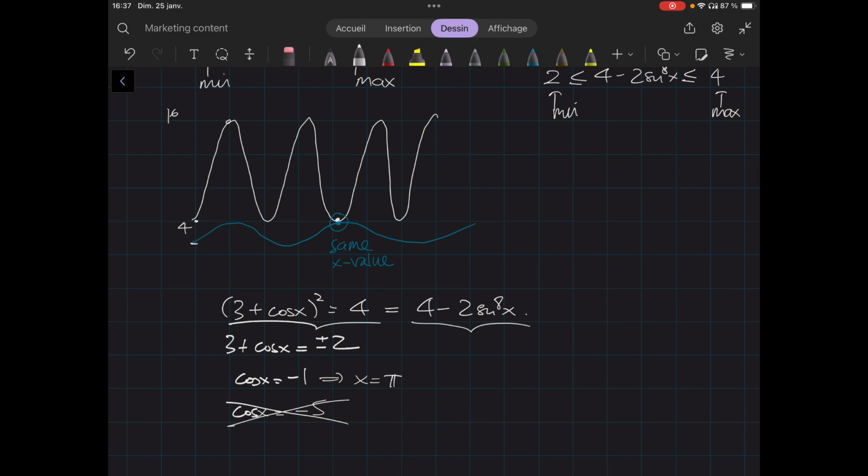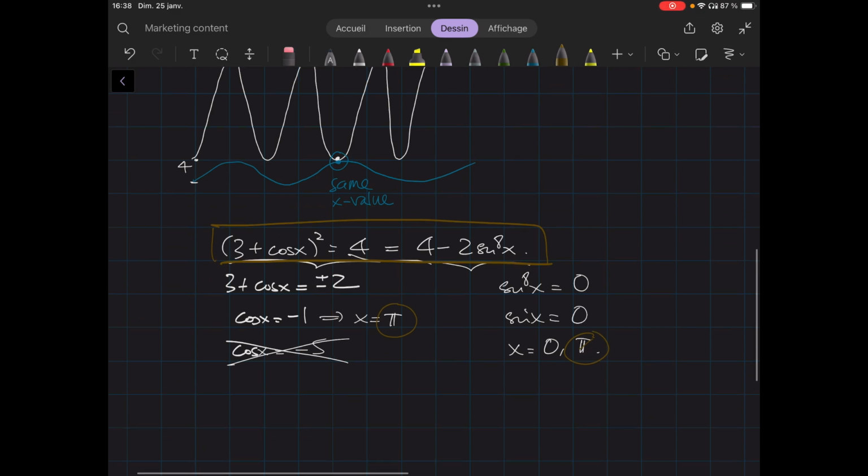Look at the right hand side. Sine to the 8th of x has to be equal to 0, or sine of x has to be equal to 0, so x has to be equal to 0 or pi. The only value of x for which this equation holds true is when x is equal to pi. Therefore, x equals pi is the only solution to the equation. And this is the end of the question.